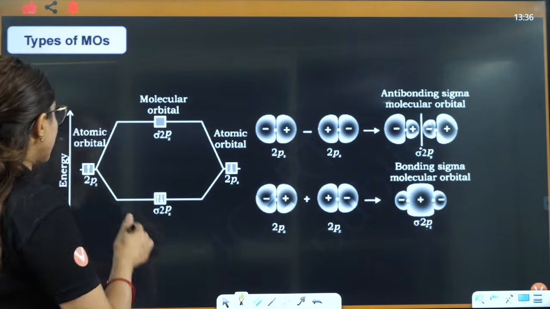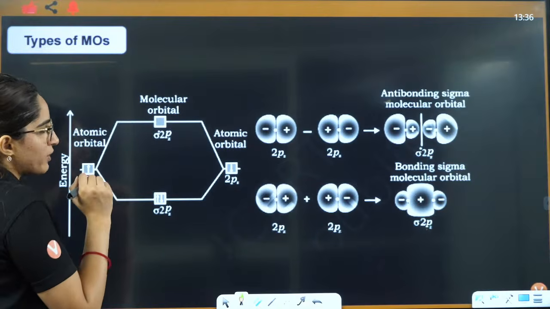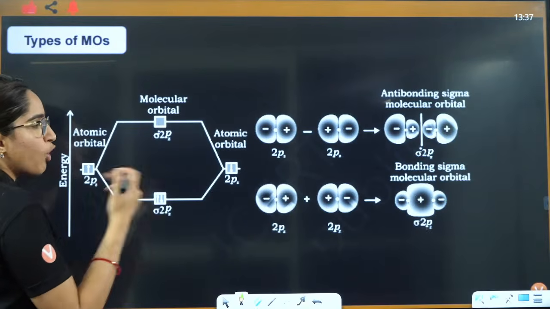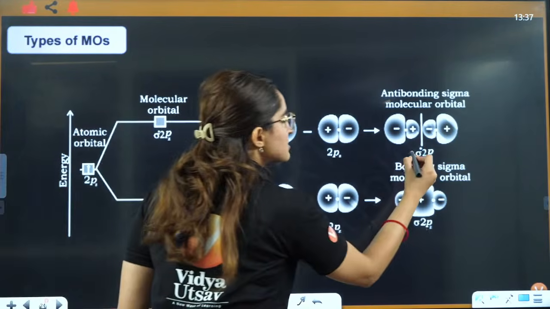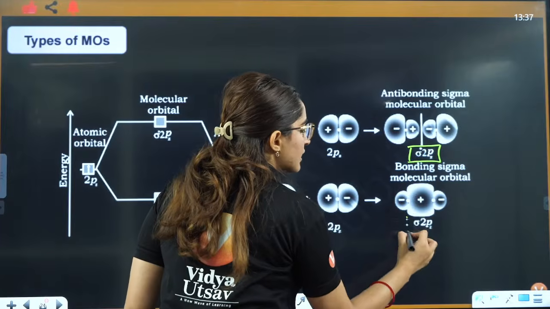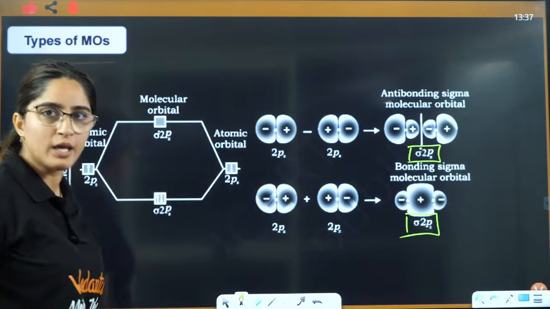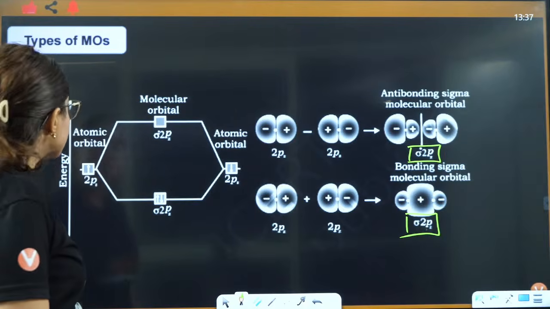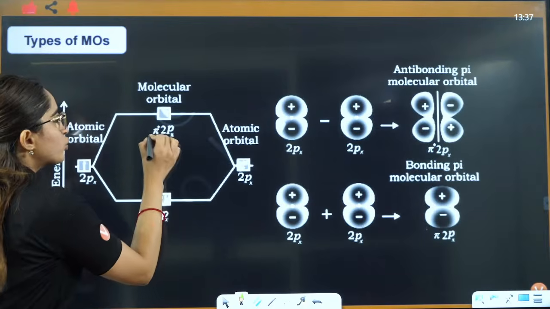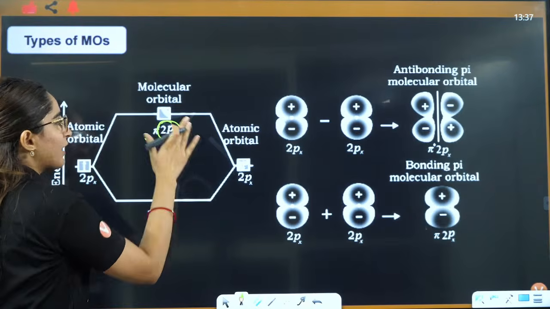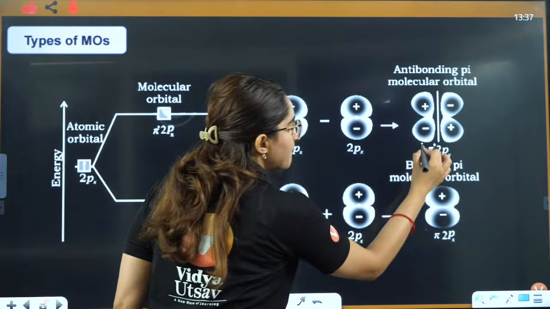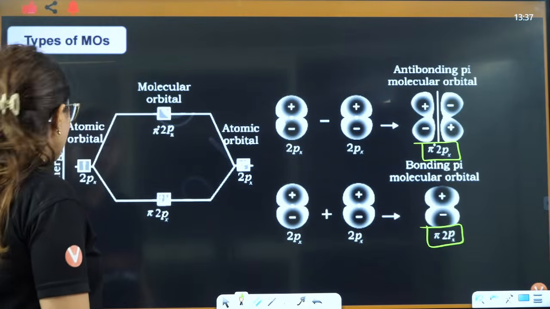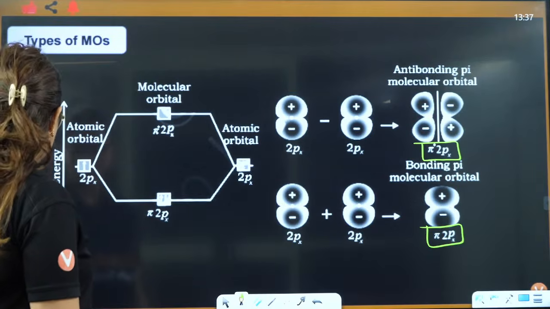A very important thing is when pz orbitals combine to form molecular orbitals, they form sigma 2pz and sigma star 2pz. They overlap like this, head-on overlapping is there, right? But when we talk about 2px or 2py, they form pi 2px and pi 2py. That means you can see this over here.